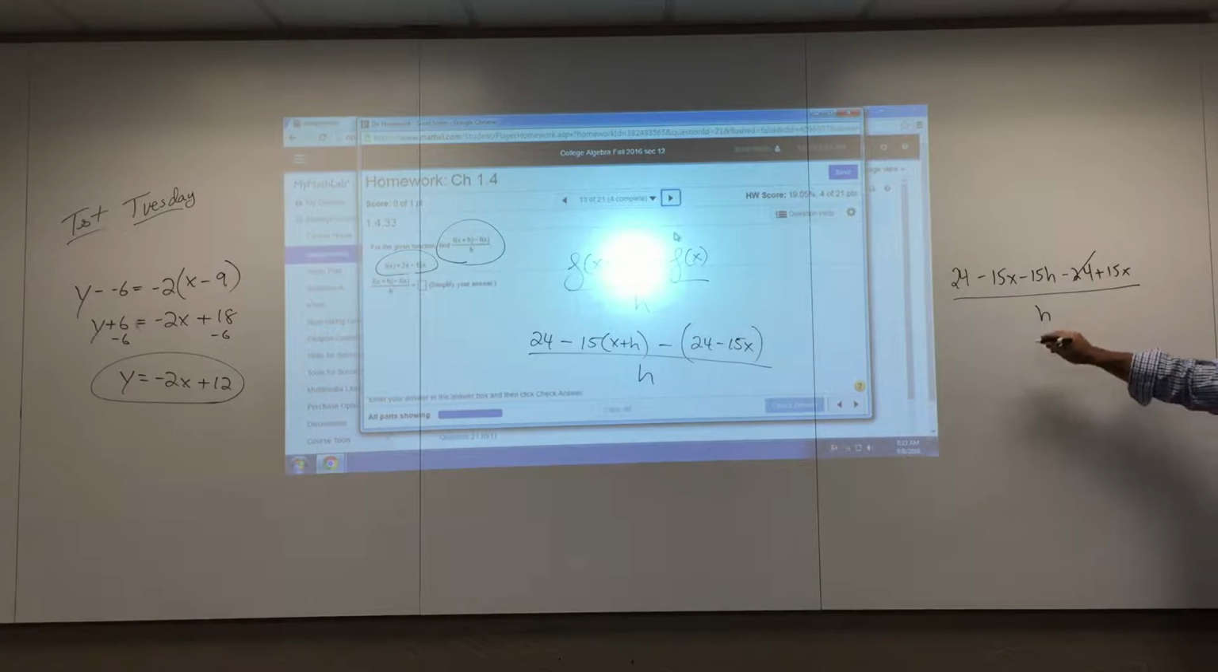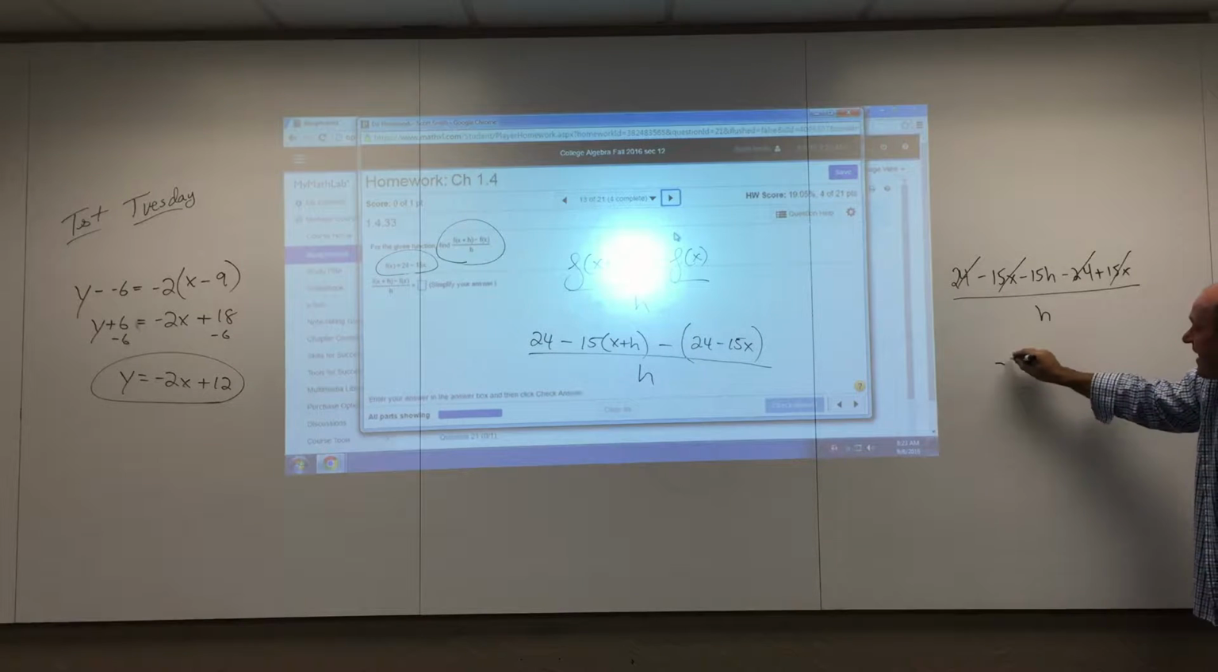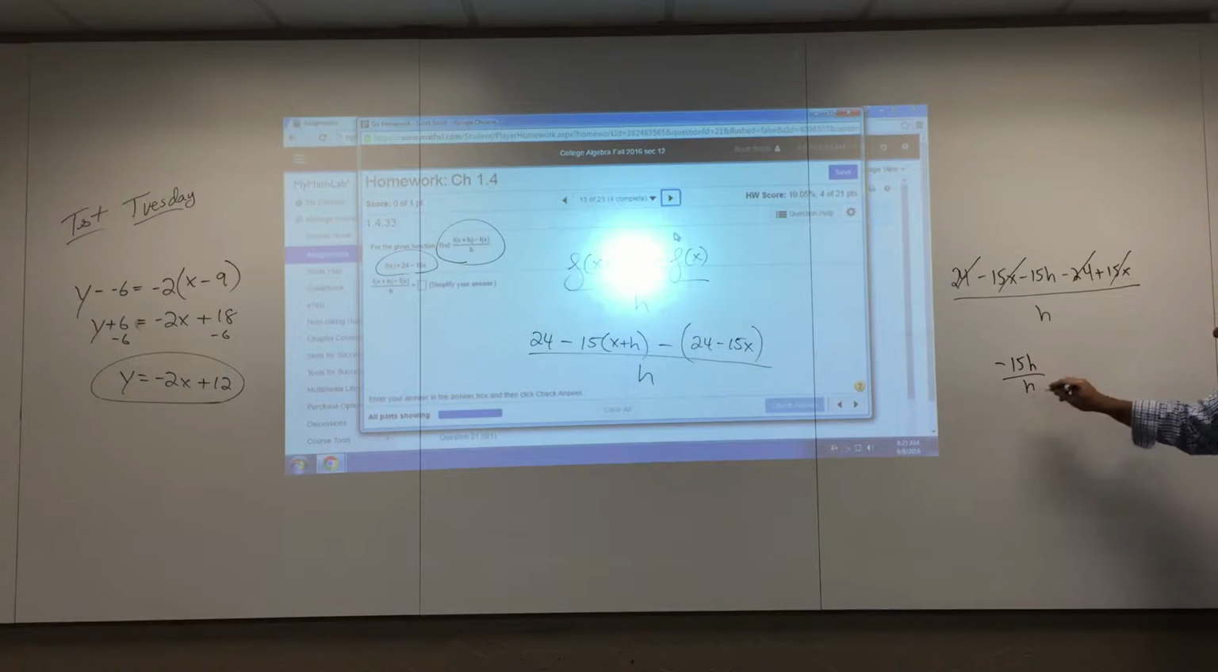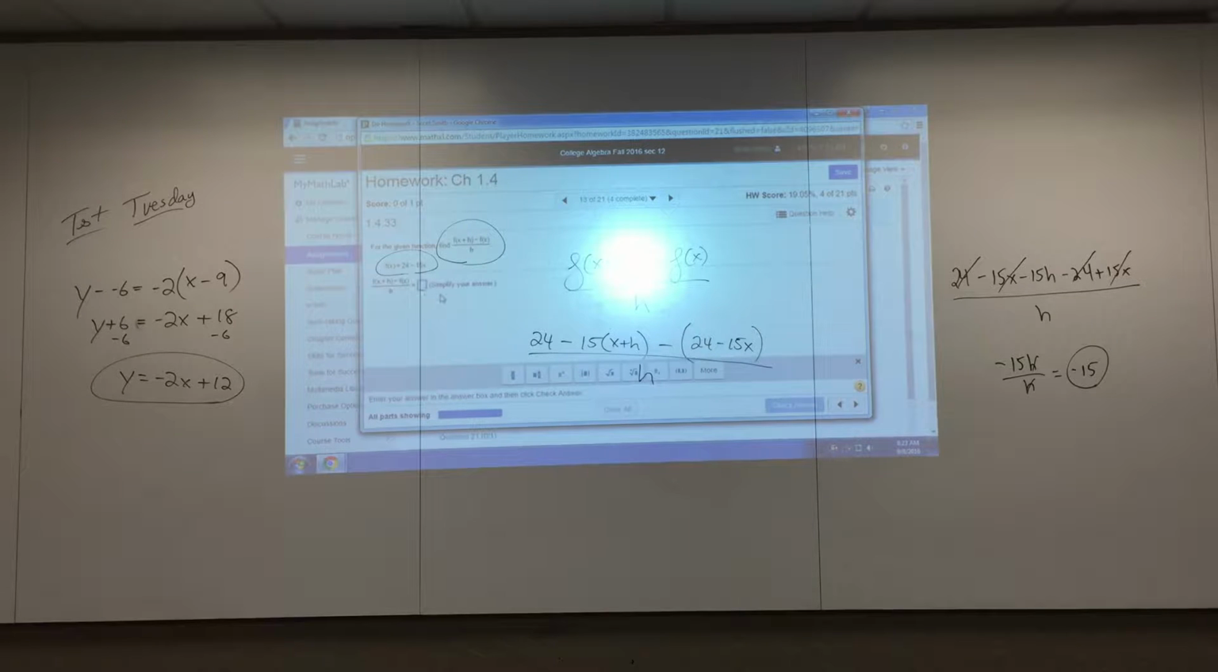The 24 cancels. Hey, that negative 15x cancels with the positive 15x. If you distribute things correctly, things will cancel. I'm left with a negative 15h over h. And now the h's can cancel. And the answer is negative 15. It's just an exercise. It's like getting up and doing 10 push-ups in the morning, or 2 push-ups in the morning. Negative 15.